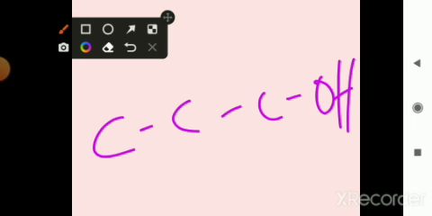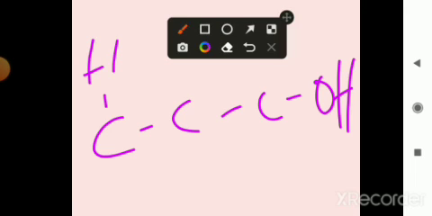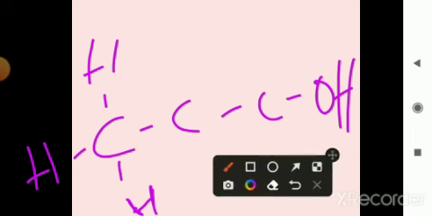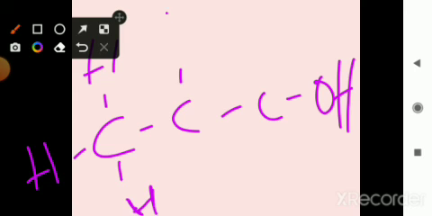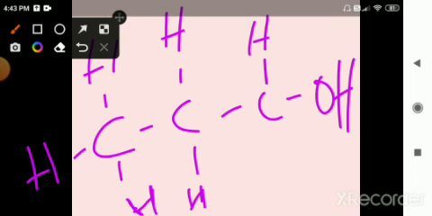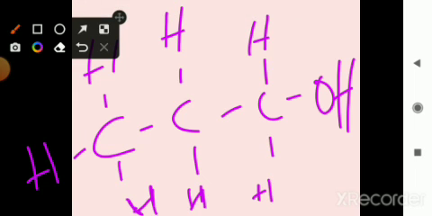Here CH3 will come. You have to take it like this: here H is there, here also H, here also H. Here also H, here also H, here H, here also H. Okay, so like this will be the structure of propanol. Anything other things to say?